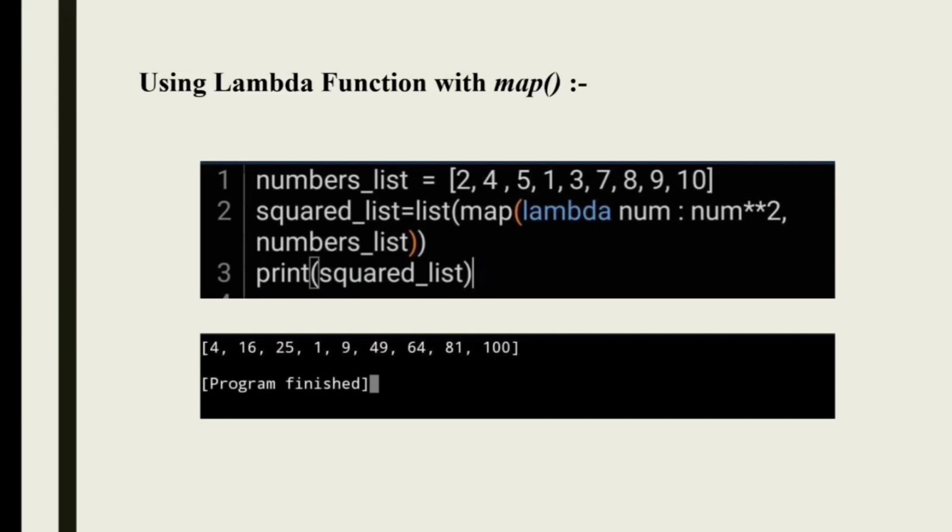Using lambda function with map method. Here we use a list having elements 2, 4, 5, 1, 3, 7, 8, 9 and 10. Here we create another list using list method and map method, and we use a lambda function in the map method. We get elements by using the expression num exponent 2. We print the list, which gives the squares of the above list. We get the output as 4, 16, 25, 1, 9, 49, 64, 81 and 100.